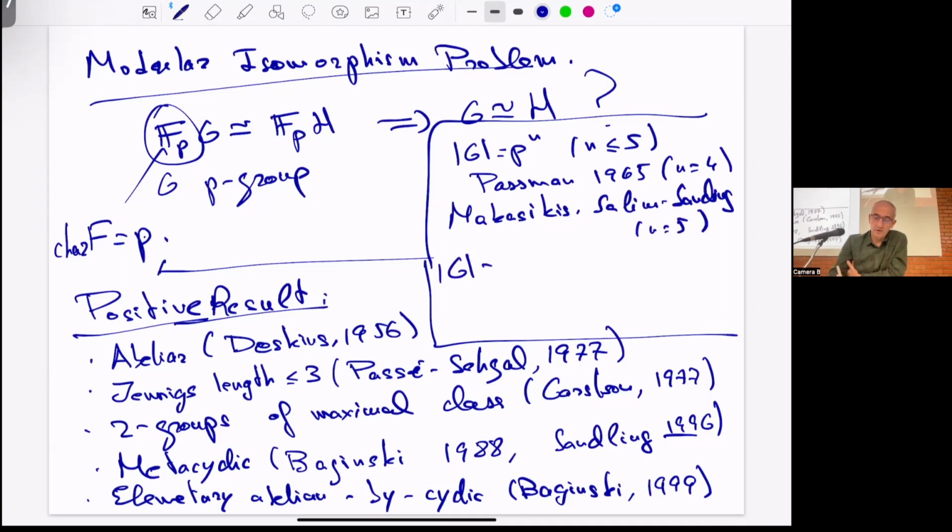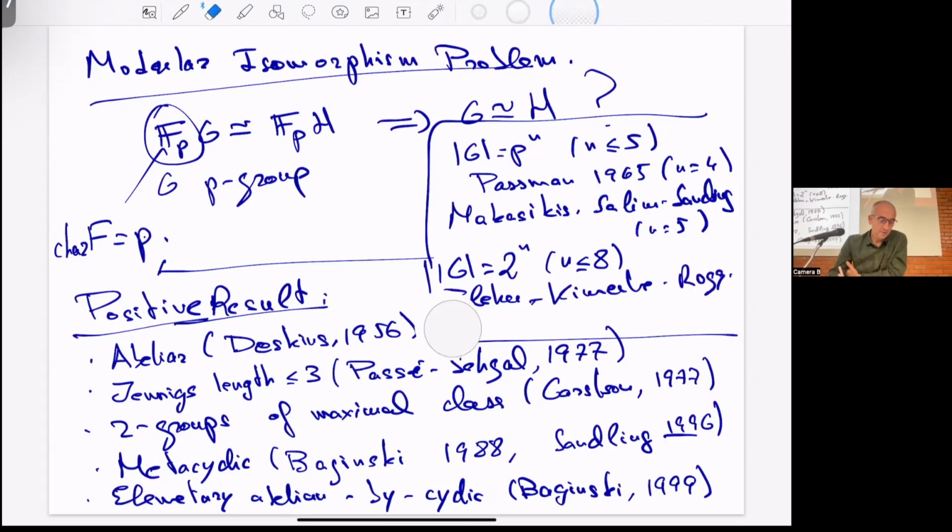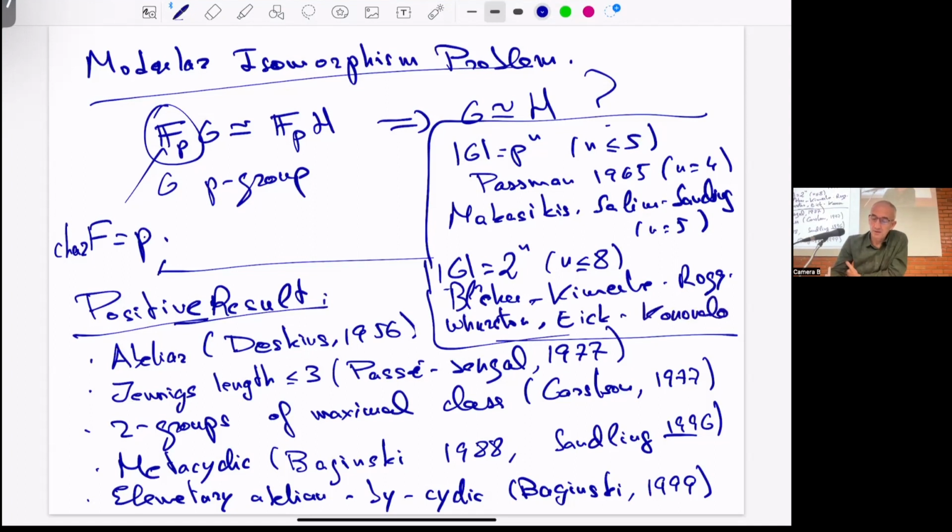And for when the order of the group is 2 to the n, for n at most 8, there are many contributors: Lether, Kimmerle, Lockenkamp, Bürgstein, Bettina Eick, and Konovalov. These are late results where, for example, all these results for n at least 6 use computers.